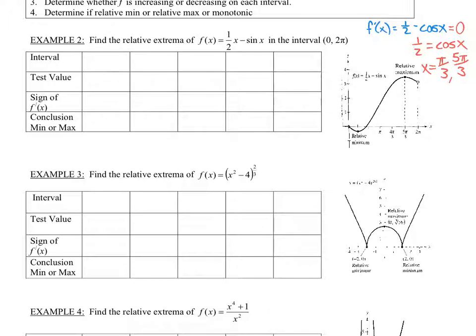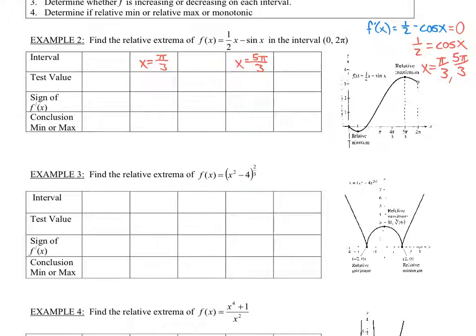All right, so I've given you a table here. I want to show you how you can use this table. There are a variety of ways that you can do this, but especially in the beginning, this table helps us structure things a little bit. So these are our two critical numbers. I don't have any values in this range from 0 to 2 pi where this is undefined. So these are the only two critical numbers, and I'm going to put them here: x equals pi over 3 and x equals 5 pi over 3.